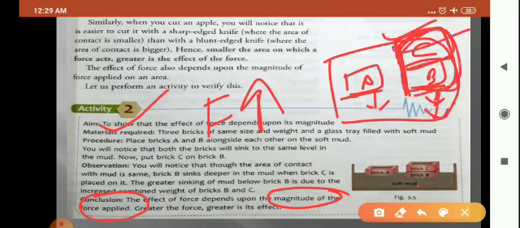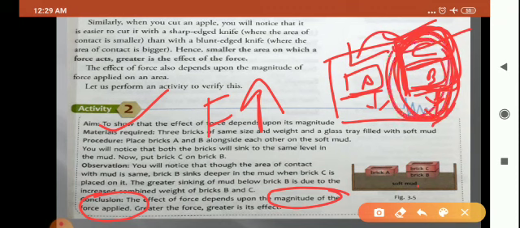So this side will sink more as compared to brick A. So what is happening? Greater is the magnitude of the force, the greater will be its effect. So this side will sink more.